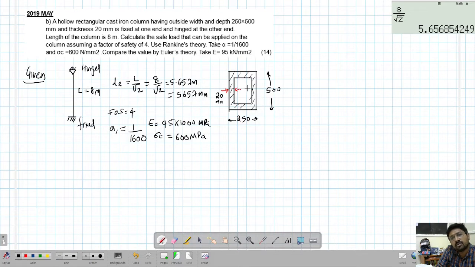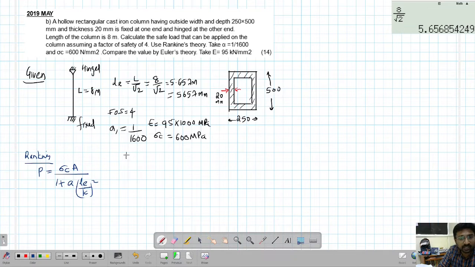Now, first we will use Rankine's theory to find the buckling load. By Rankine's theory, the strength of the column is given by sigma c into area of column divided by 1 plus Rankine's constant into LE upon K, the whole square. Now what is K? K is nothing but the radius of gyration. It is actually not just the radius of gyration, it is the minimum radius of gyration or least radius of gyration.